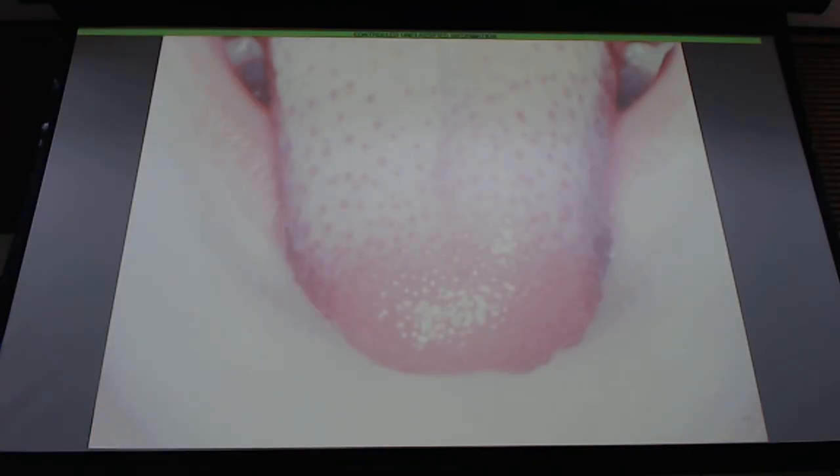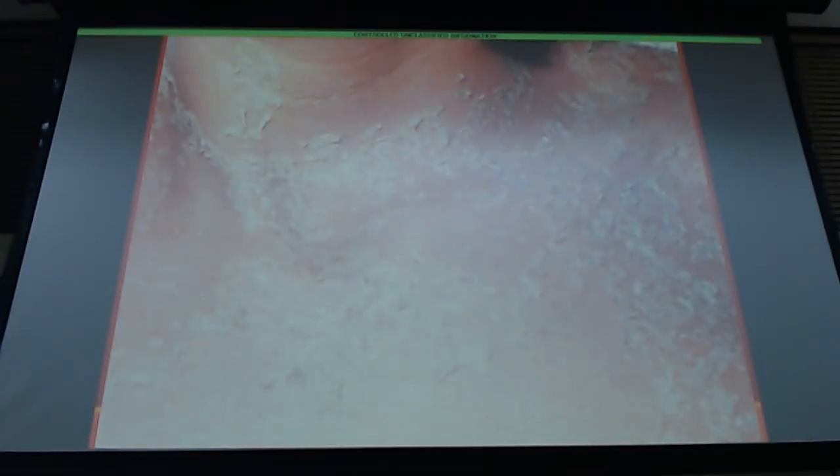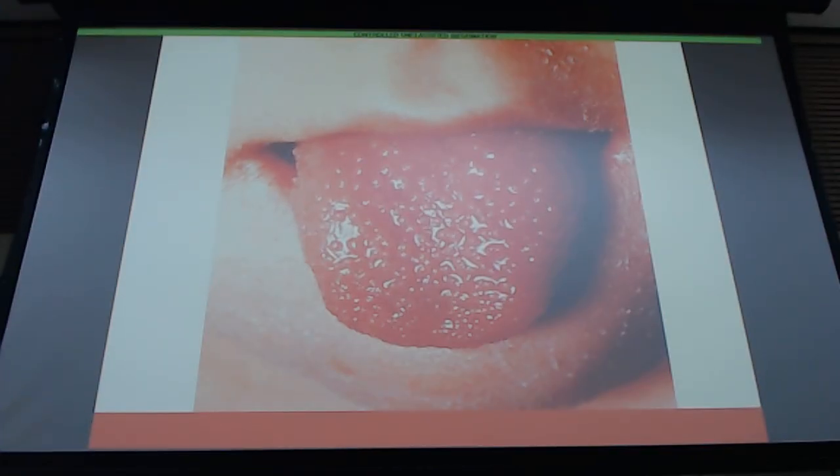So here's the white exudate on the tongue. Okay, here's the desquamation of the skin. So it really does look like a sunburn peel. Right? And here's your strawberry tongue.